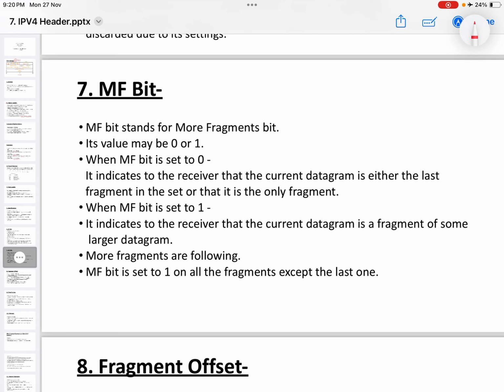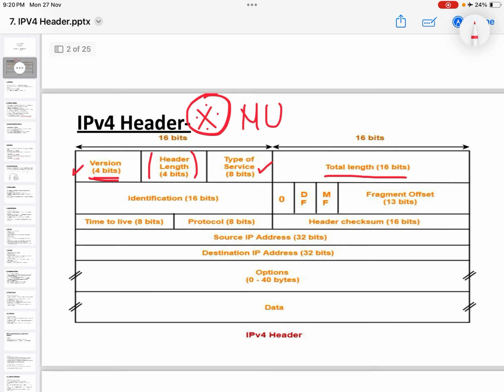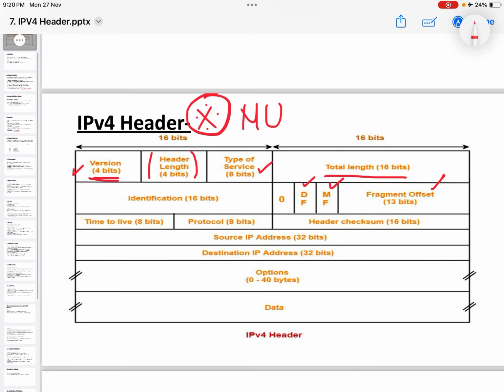When MF bit is set to 1, it indicates to the receiver that the current datagram is a fragment of some larger datagram. More fragments are following. MF bit is set to 1 on all fragments except the last one. So we saw MF bit, DF bit, then we have the fragment offset.